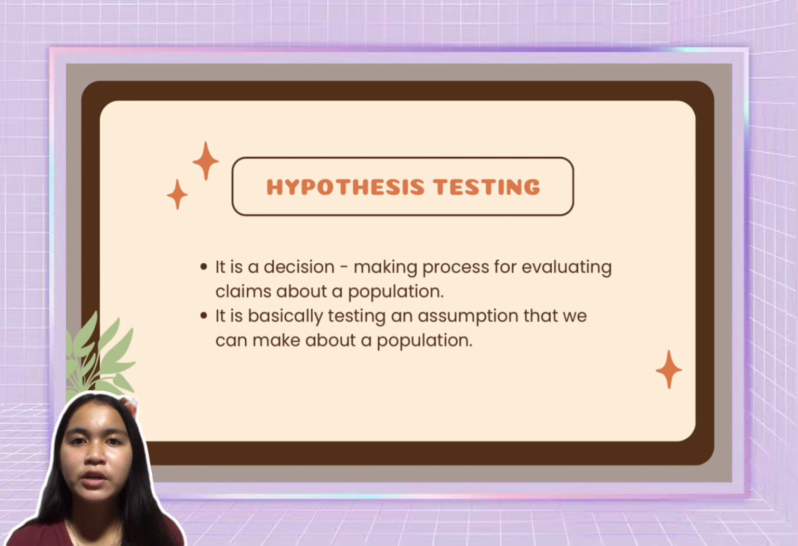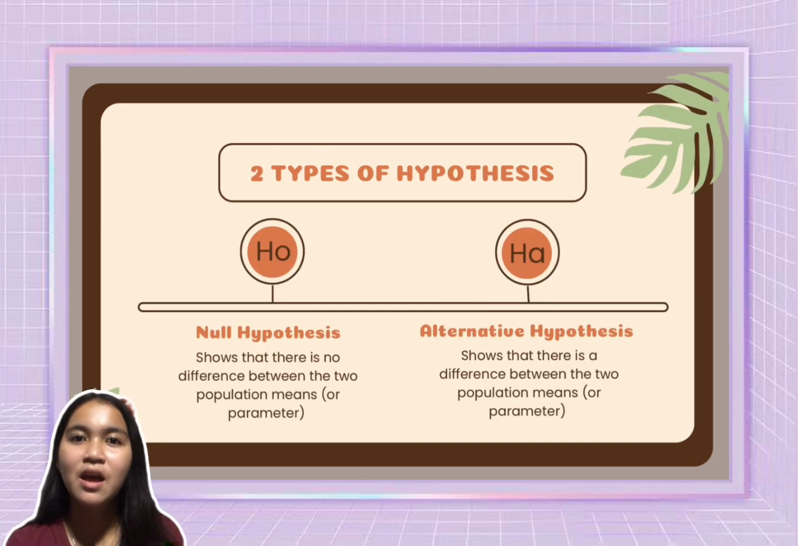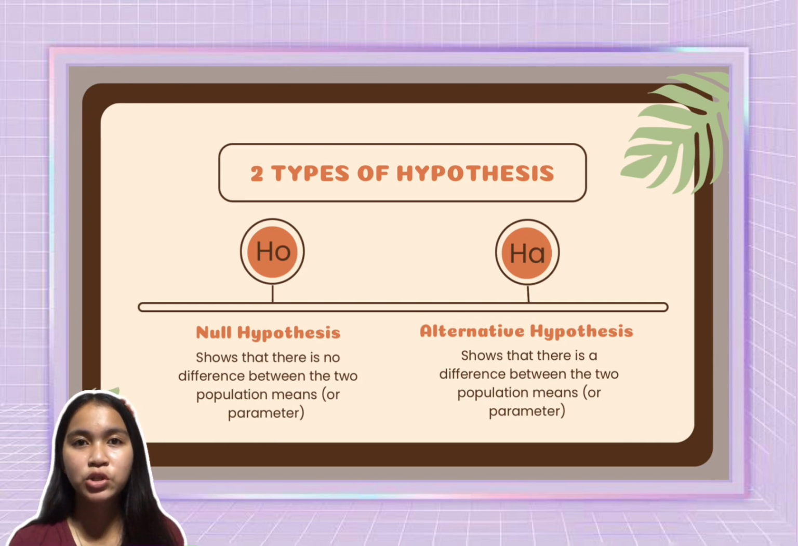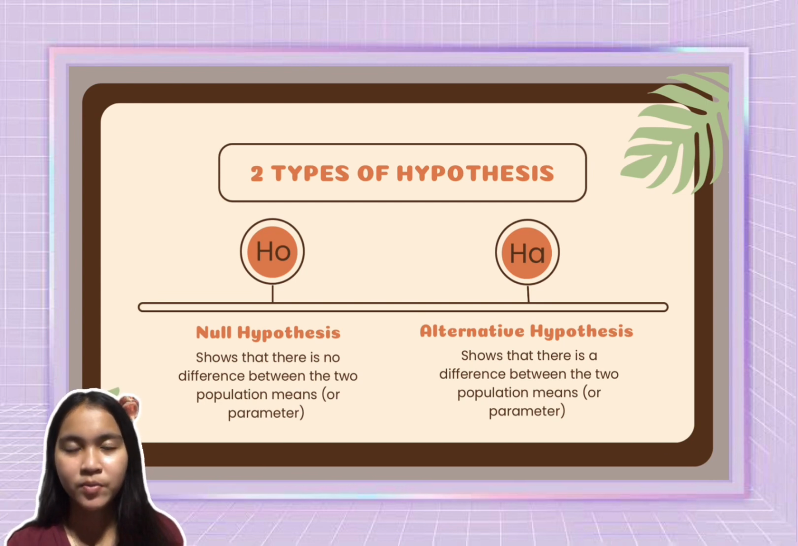And now, after understanding what a hypothesis is, let's proceed to the two types of hypothesis, which are the null hypothesis and the alternative hypothesis. The null hypothesis shows that there is no difference between the two population means or parameters, while the alternative hypothesis shows that there is a difference between the two population means or parameters.